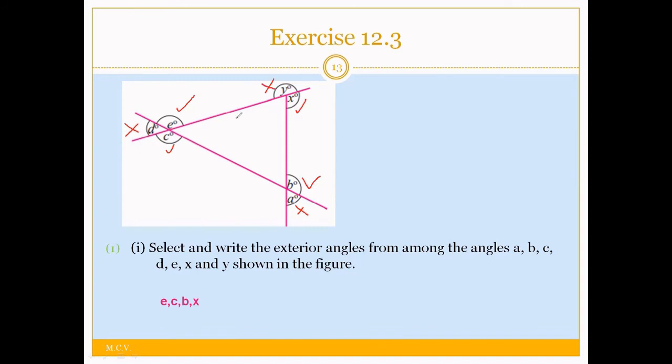So what are the correct exterior angles? E, C, X and B.